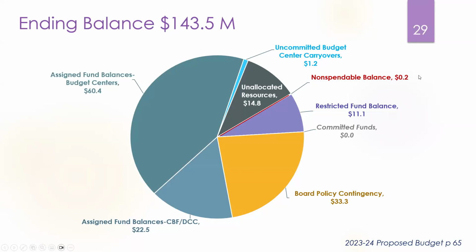So $200,000 of it is non-spendable. It's not cash. It's some supplies that we have in stock, and we have some money that's held in an account that we use as an emergency fund, like if we have an emergency check that needs to get cut right away, we have some funds there. So that's $200,000 you can't spend on other stuff because it's dedicated in those ways.